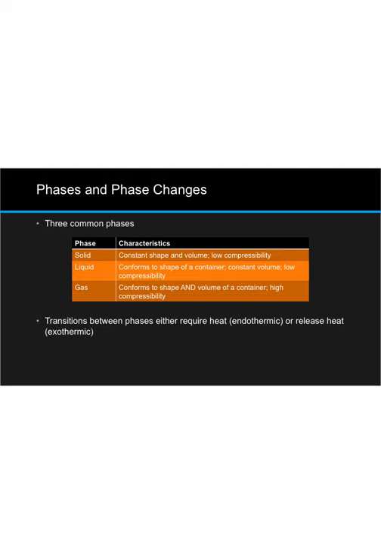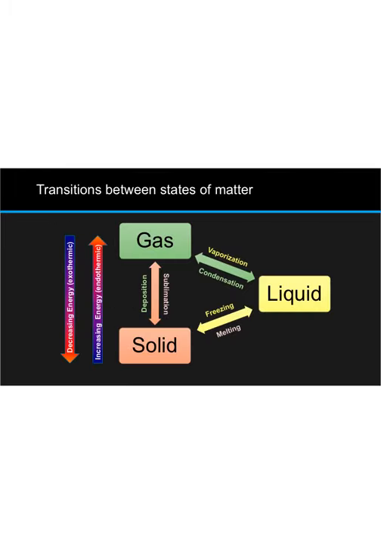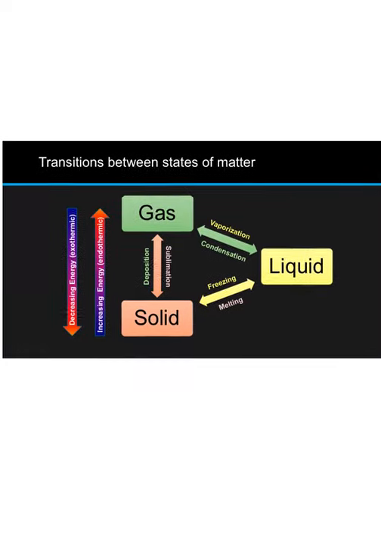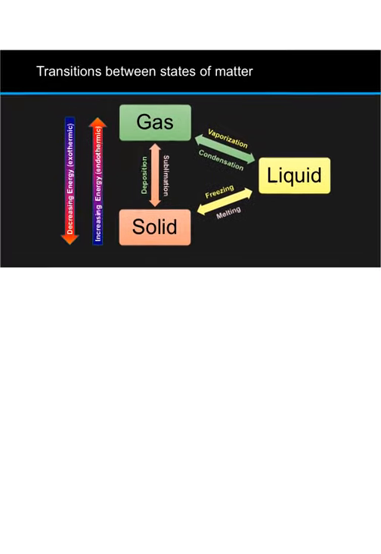As we move between phases, we either input heat to go from solid to liquid to gas, or remove heat, in other words, heat is released, as we condense phases, going from a gas back to a liquid, back to a solid. We can summarize and give names to those phase changes as we transition between physical states of matter.